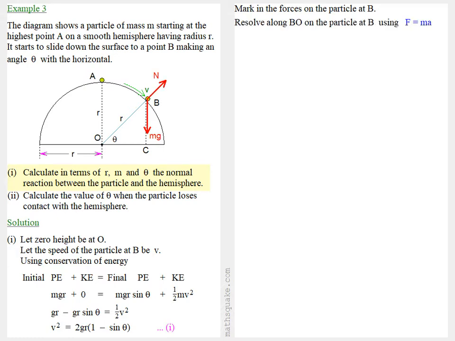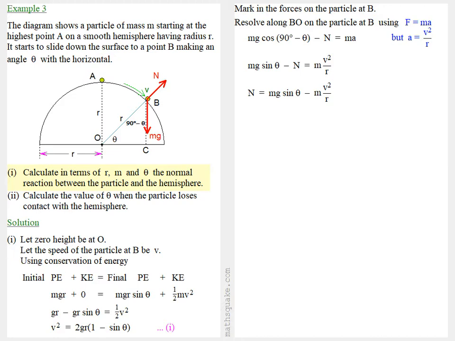Now if we resolve in the direction BO on the particle at B, using F equals ma, the component of the weight is mg cos(90 minus theta). So we have mg cos(90 minus theta) minus N is equal to ma. But a is equal to v squared over r. And so mg sin theta minus N is equal to mv squared over r. Or N equals mg sin theta minus mv squared over r.